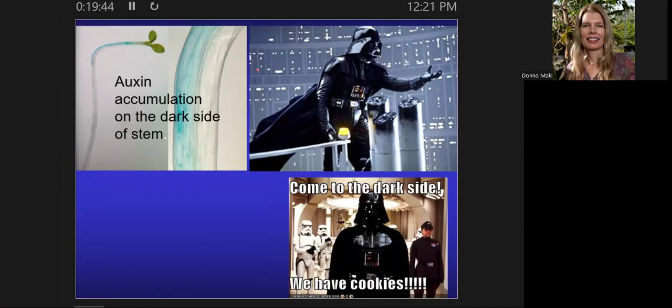And so that's essentially what's happening. You have that unidirectional light stimulating auxin production in the tip. Auxin shifts to the dark side and starts coursing down the dark side of the stem, stimulating all those cells: grow, grow, grow. And then you get that asymmetrical growth and bending result toward the light. Does that make sense? Okay.